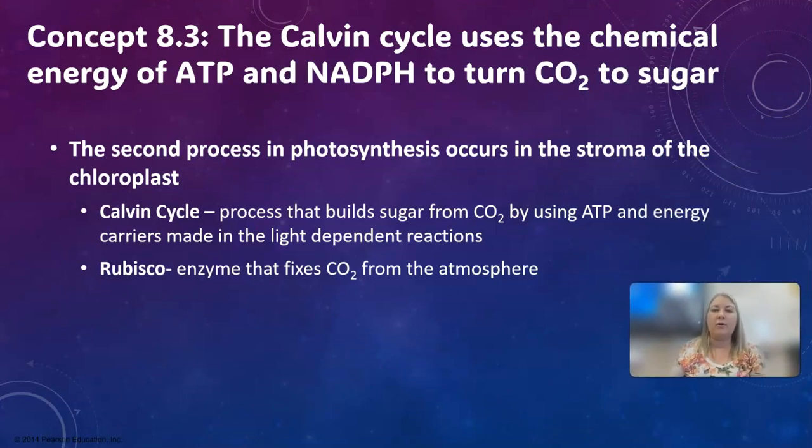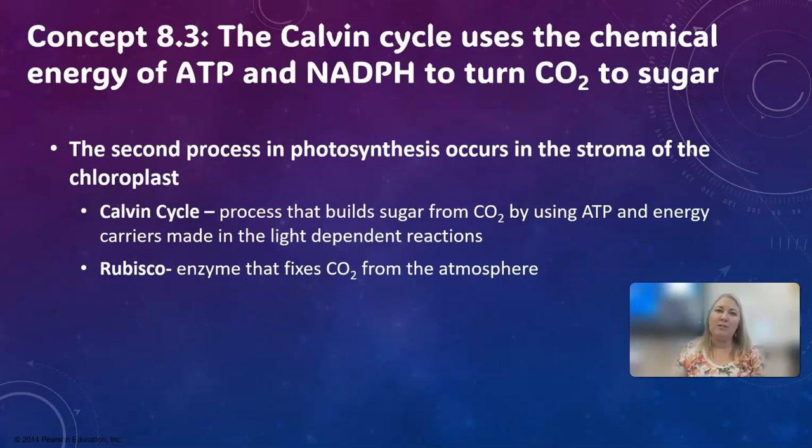So the Calvin cycle is also known as the light independent or the dark reactions, and this is where the actual carbon fixation takes place. We're going to take in CO2 from the environment, and again, that's through the stomata, the same place that the oxygen moved out of in the light dependent reactions, and that carbon is going to be fixed by an enzyme called rubisco.